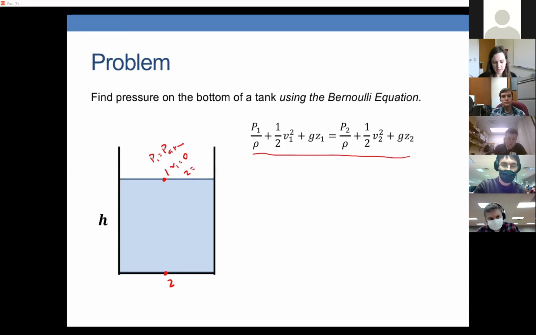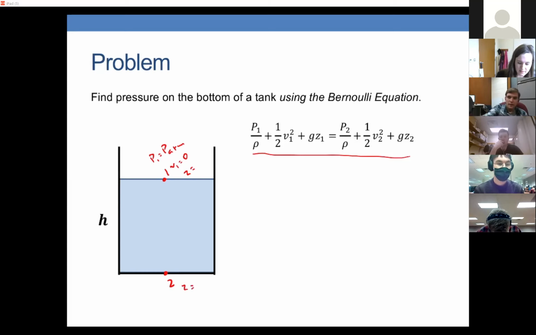It depends. So do we want to put Z equals 0 at the bottom or at the top? At the bottom. Yeah, I'll put it at the bottom. If you're consistent, it's always fine. So if Z equals 0 at the bottom, what is Z equal to at the surface? H. Thank you.